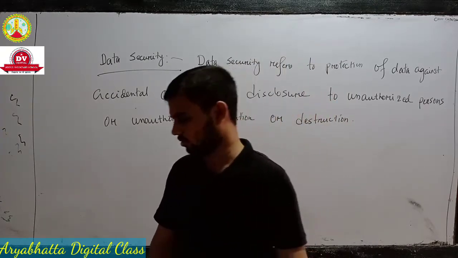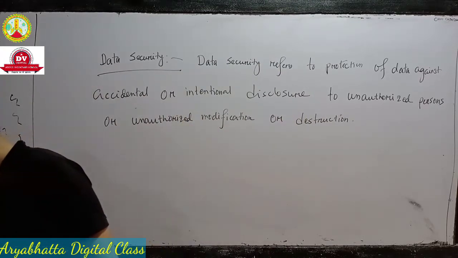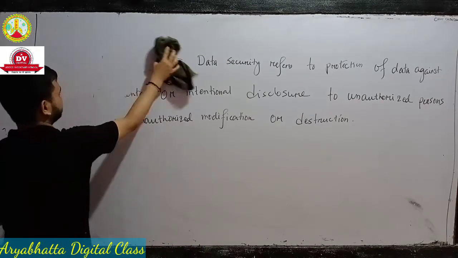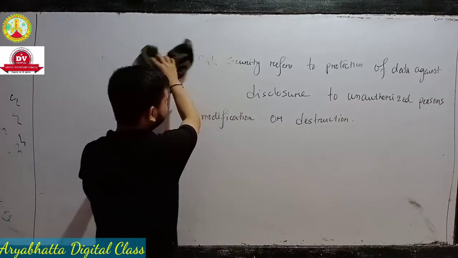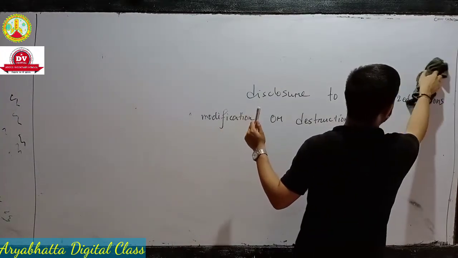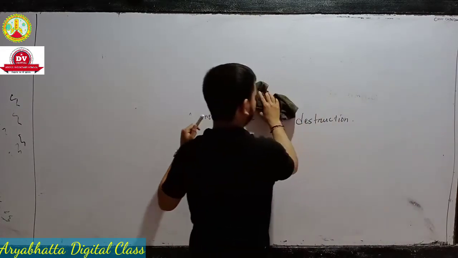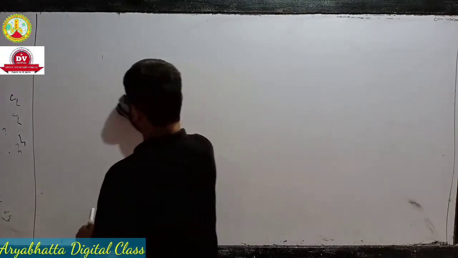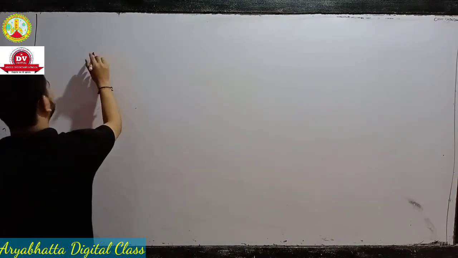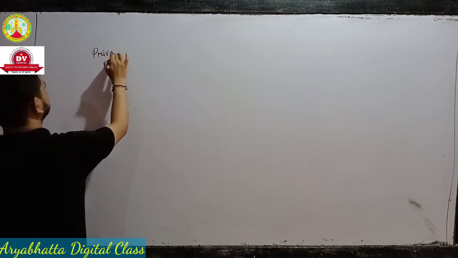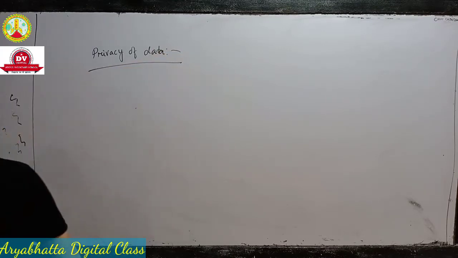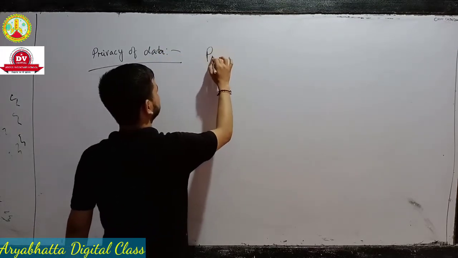The definition is here. Privacy of data refers to the rights of individuals and organizations. You just read it. I give you the definition. If data security is strong, privacy of data also exists. That is the concept. Privacy of data is what?